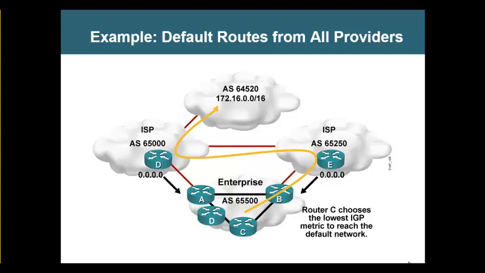This is one example. When you have two ISPs providing us a default route, we choose one based on IGP cost. This is one example using IGP cost. We may have some other policy also.